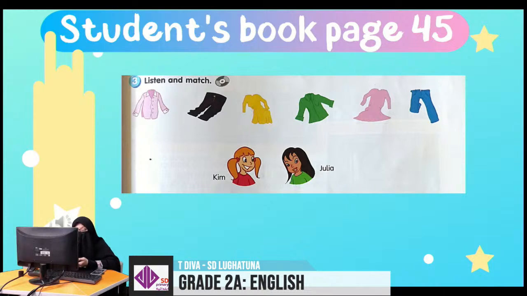Next one. What is this? It's yellow. Yellow dress. Okay. What is this? Dress. Okay, yellow dress. What is this? Yellow dress. Great. Next one.